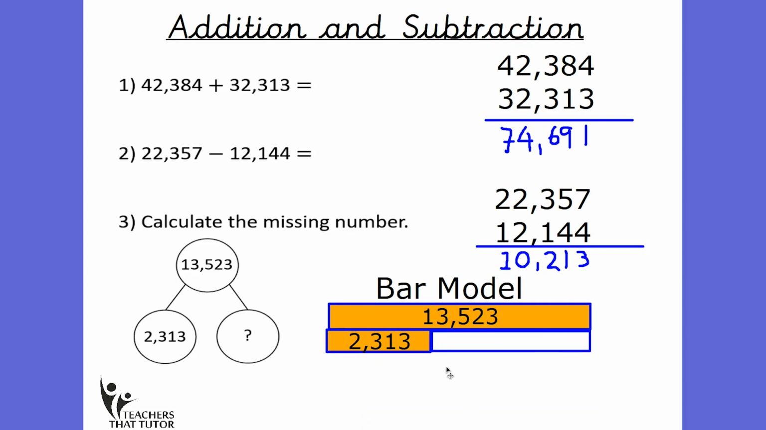So this is a bar model here for this question. The whole bar you can see at the top, and then the small bar here. This blank here represents the number I've got to find. So once we've drawn it this way, we can see that if we've got 13,523 and we subtract 2,313, we should be able to get our missing number, this part here. So let's have a go.